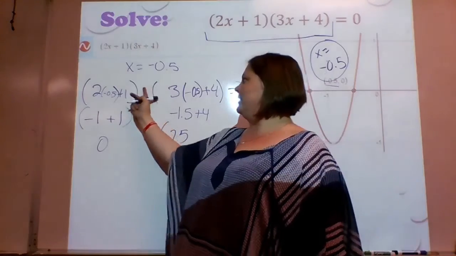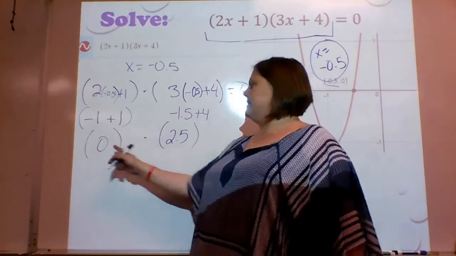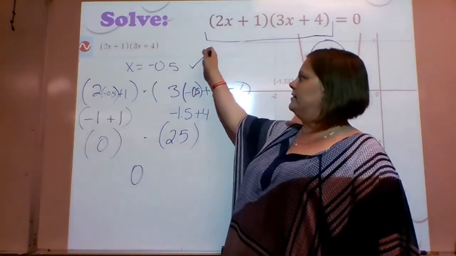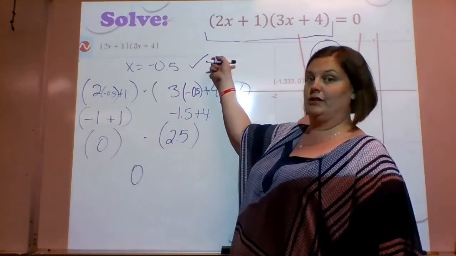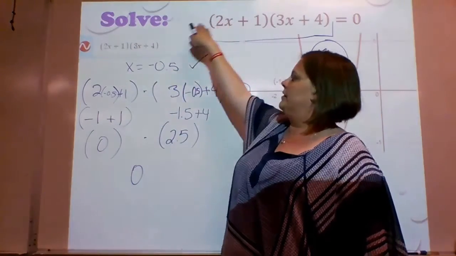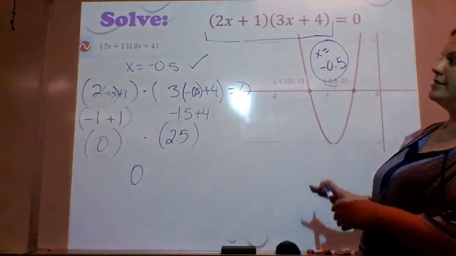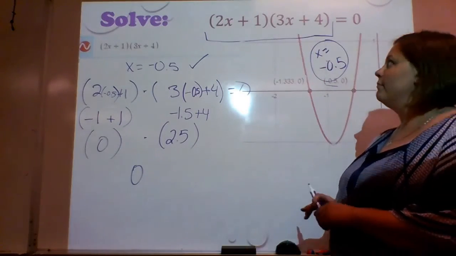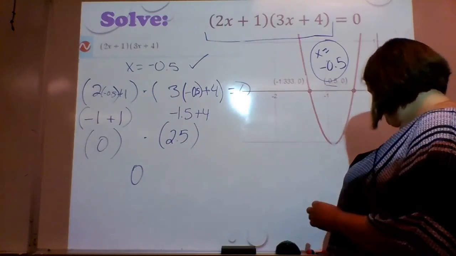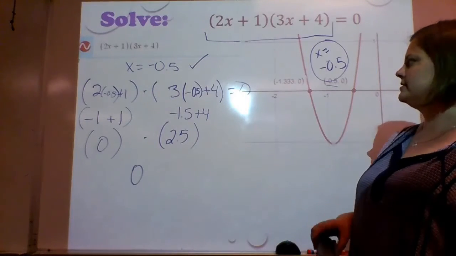And remember, when they look like this, it's called multiplying. 0 times anything is 0. So check. This is a good solution. This answer, because this equals 0, is a good solution. I would take negative 0.5. I'm going to leave it up there because you could also write it in fraction form, and I'll show you that in a second.